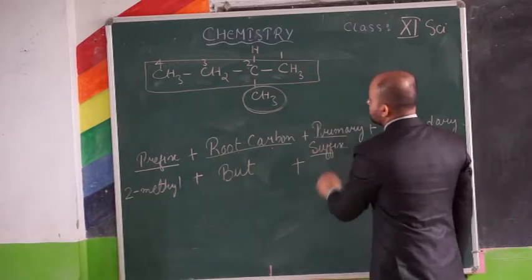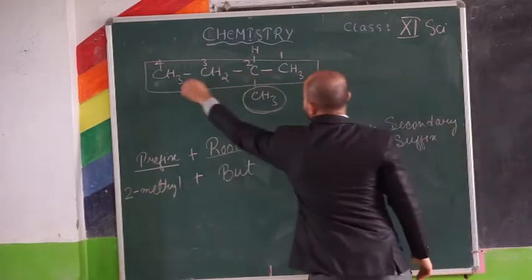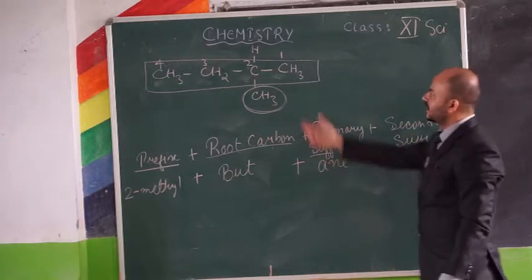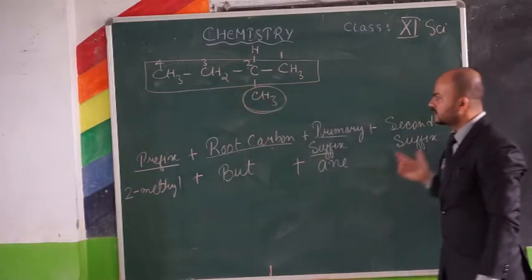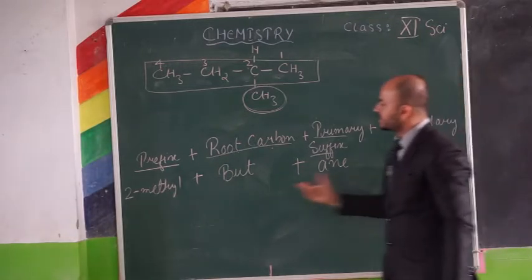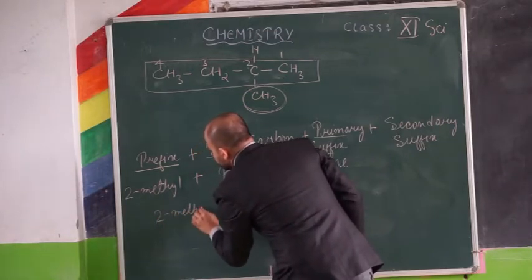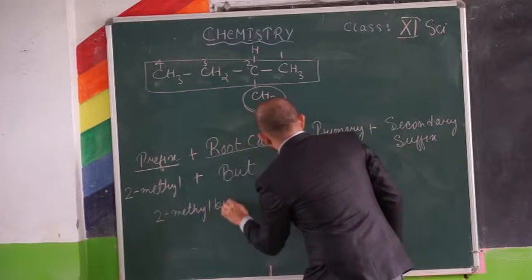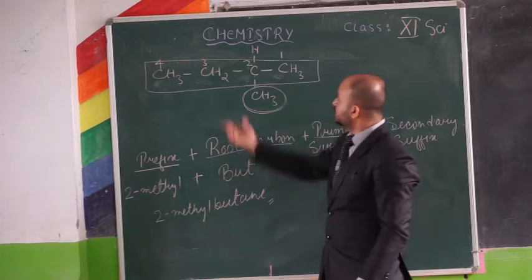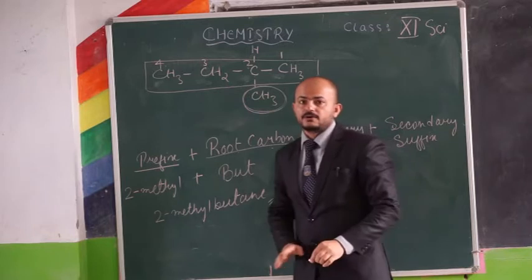And primary suffix means whether a single bond, double bond, or triple bond is present. Here you can see that in this chain, only a single bond is present, therefore it is alkane, therefore it has to be written as ane. And in this particular compound, there is no functional group, therefore the secondary suffix is not written. So write them together: 2-methylbutane. This 2-methylbutane is the IUPAC name of this particular compound.